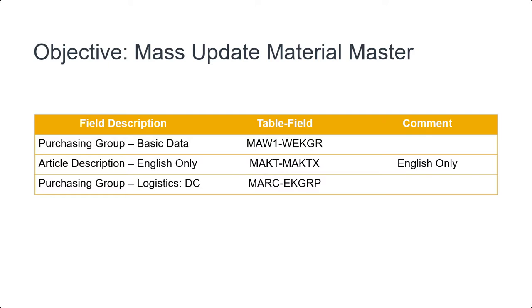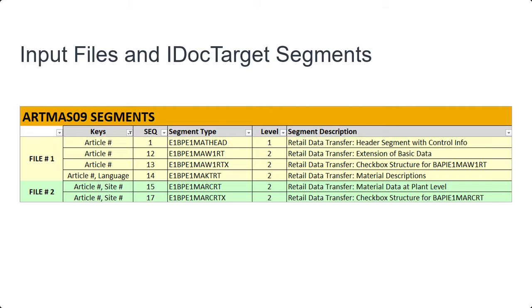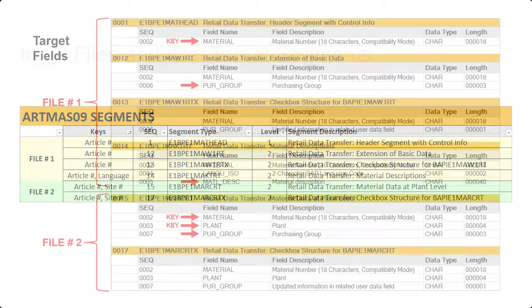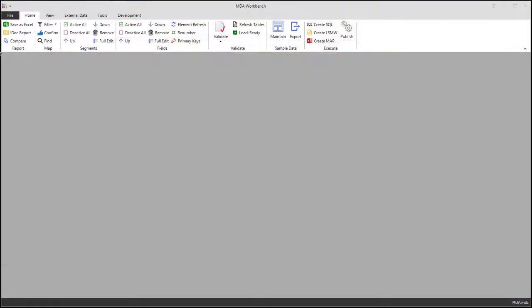Our mission is to mass update the purchasing group on the basic data view, material description, and our requirement is for English only, and purchasing group on the logistics view. As reference, here are the input files and target IDOC structures. Also as reference, here are the input files mapped to IDOC segments with field level detail. Again, there's massive detail about how to think through this design in the previous video, so we won't cover that here. Okay, let's get to work with MDA Workbench.